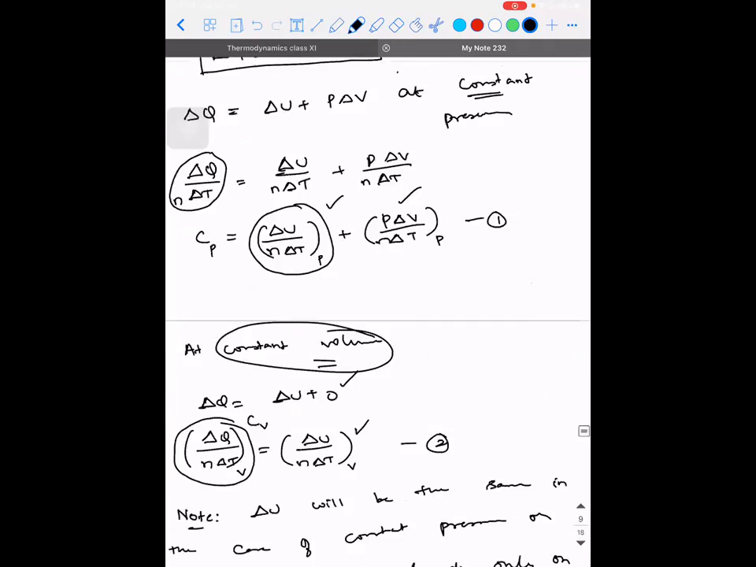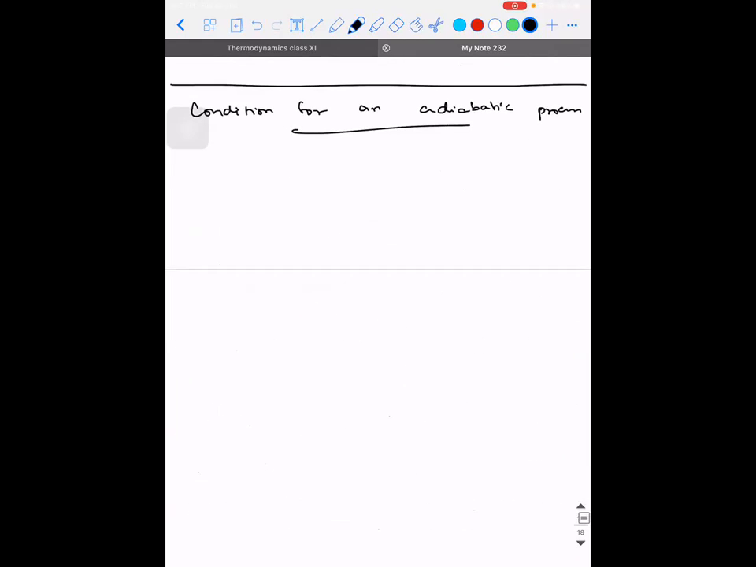In a similar way, for a process to be adiabatic, the product of pressure and volume raised to the power gamma should be a constant. Why it is happening is not necessary for you. The derivation will not be asked. It's not there in your syllabus. So you can understand that the condition for an adiabatic process is pressure into volume raised to the power gamma is always a constant.